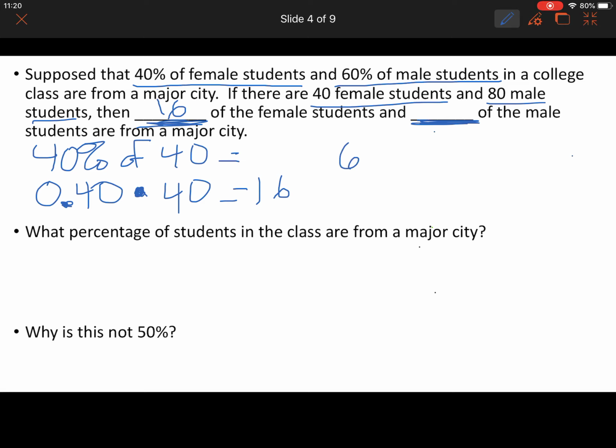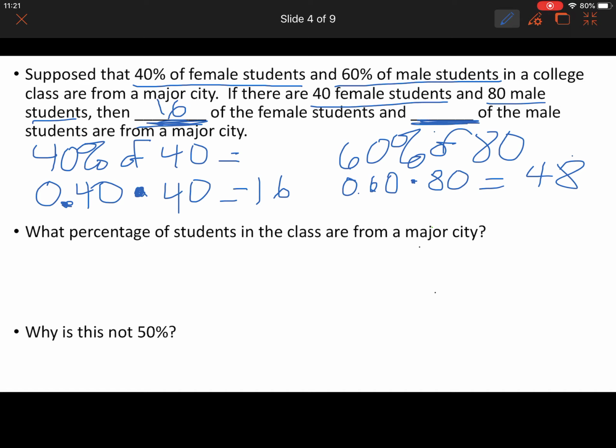Similarly with the males, why don't you pause this and try that? You need 60% of how many? 80 male students. Changing this to a decimal so I can type it in my calculator, times the 80 should give us part of that 80, and it does. It gives us 48. So if you've got the percentage and the whole, this is the process that would give us the part.